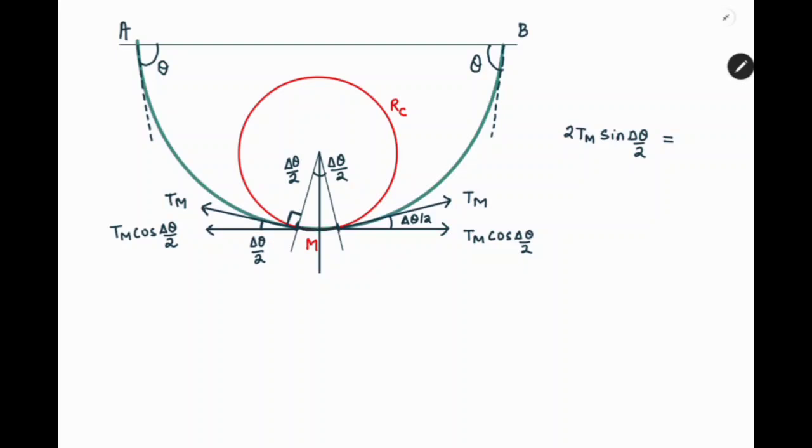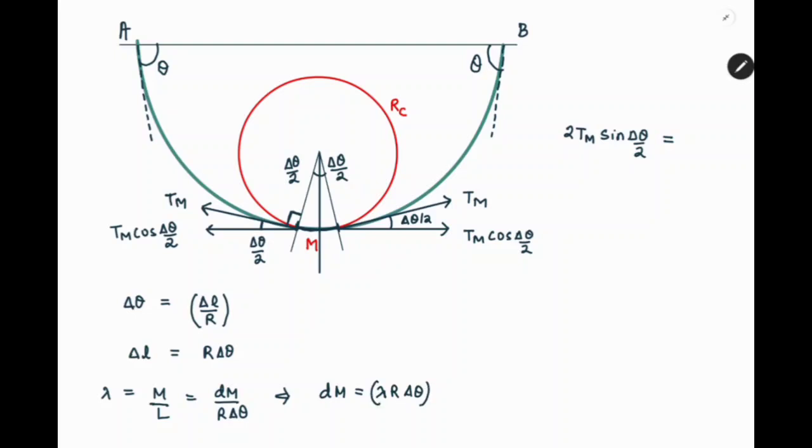This elemental part has a certain mass. Delta theta is equal to arc length upon radius, so the arc length is equal to r delta theta. If we consider the mass per unit length as lambda, then m by L is equal to dm by r delta theta. From here we can say that dm is equal to lambda r delta theta.